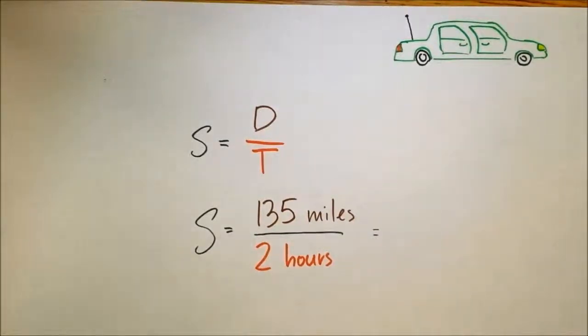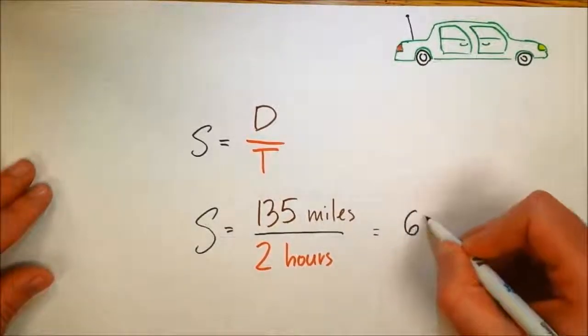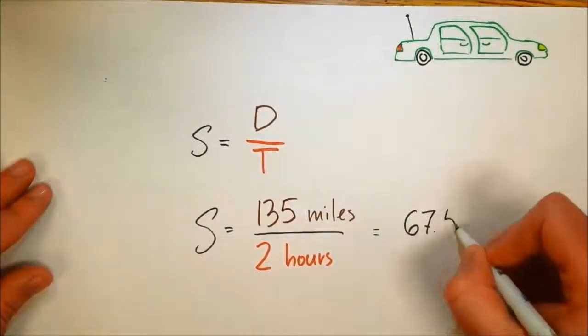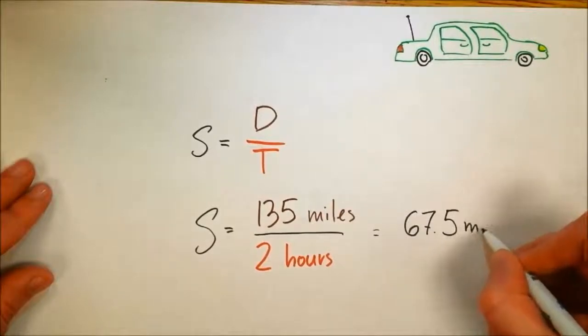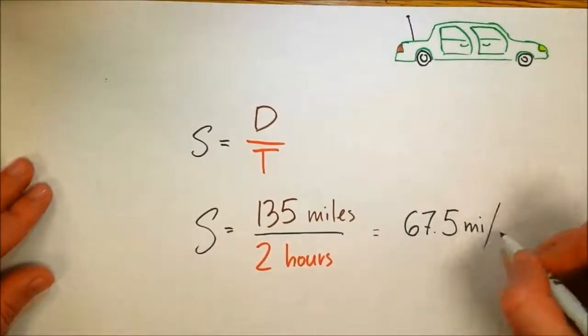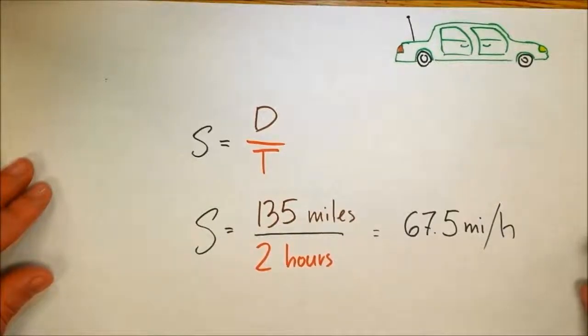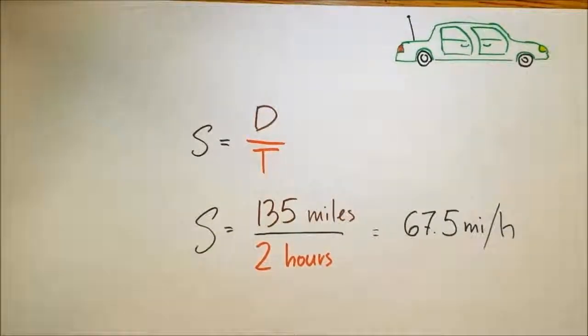And the answer in this case, unless my math is wrong, is 67.5 miles, or MI, per hour, or just H. So breaking the speed limit a little bit here in the state of California, but not by much. Any questions?